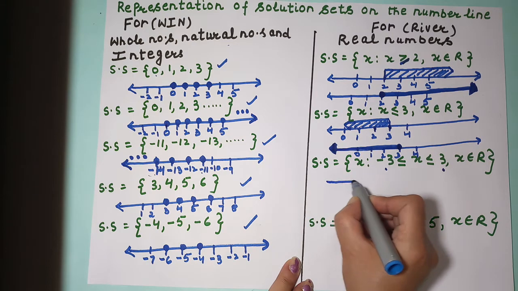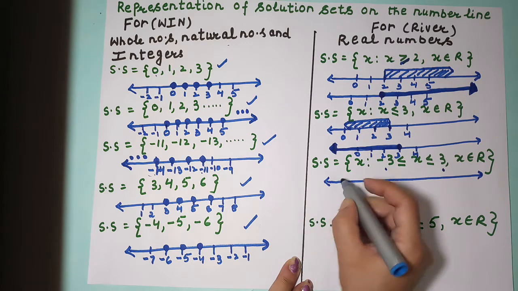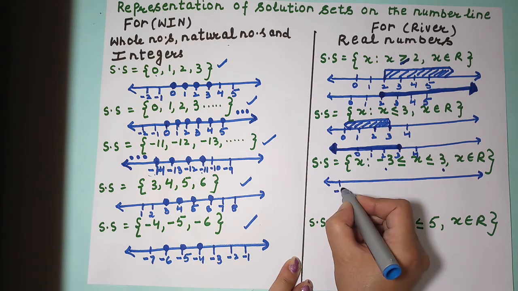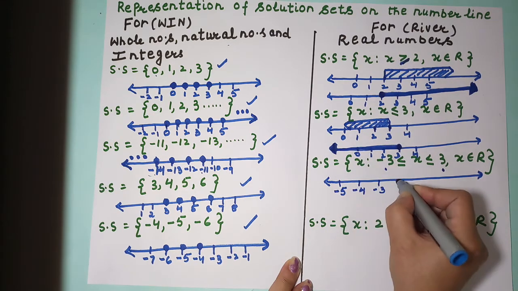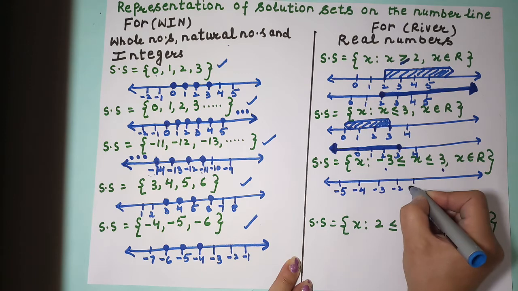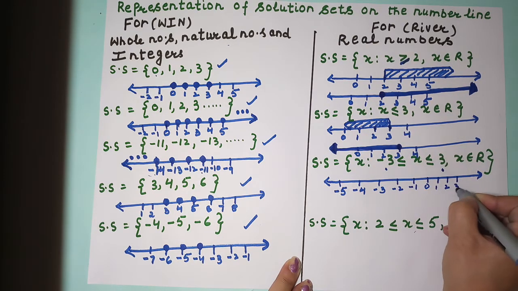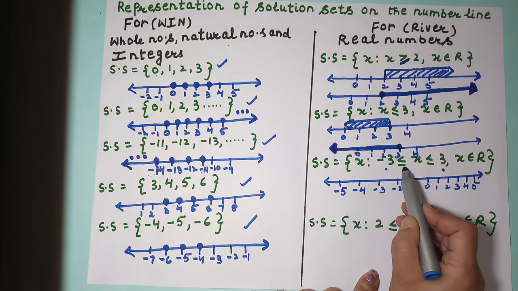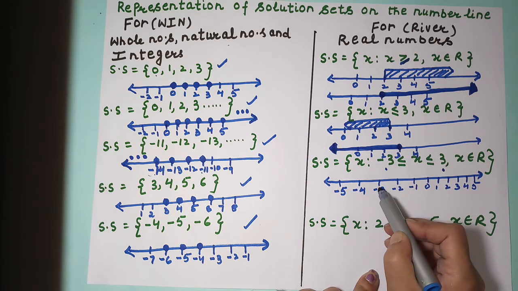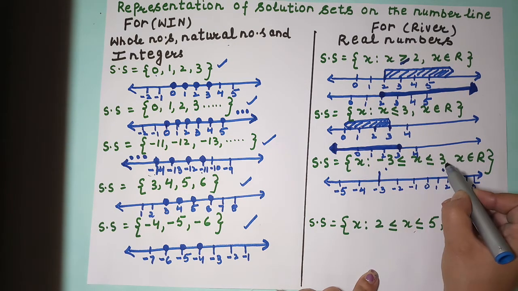Let's take the first way of representing. A line, arrows on both the sides. So we will have -5, then -4, then -3, -2, -1, 0, 1, 2, 3, 4 and 5. Right? So it's starting from -3 and equality sign is also there. So we will go to -3, draw a straight line here.